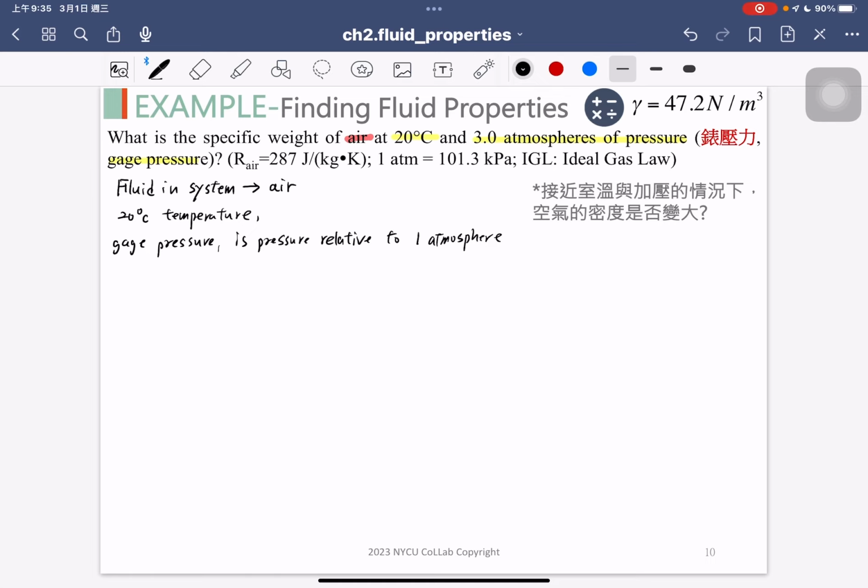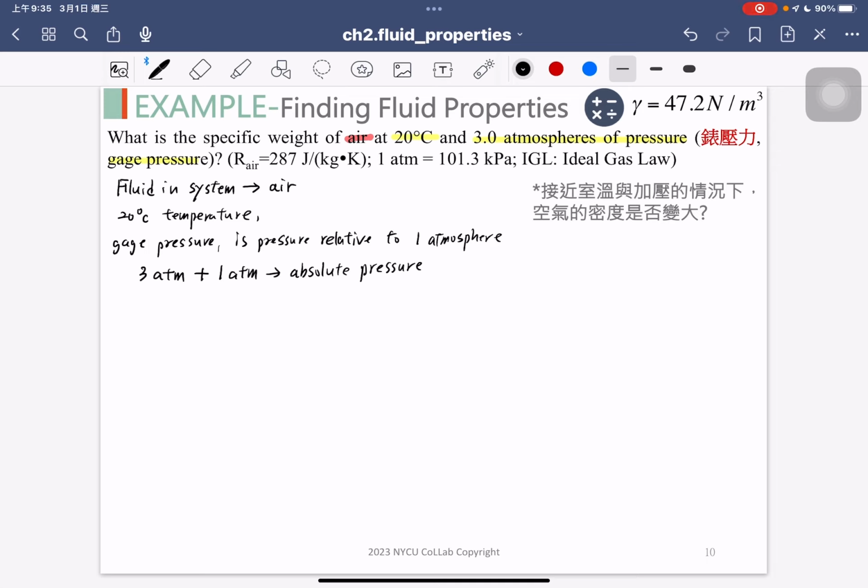So we already know the gauge pressure is 3 atm. We should add an additional 1 atm, and we call that the absolute pressure. Because the gauge pressure is relative to the 1 atmosphere pressure, if we would like to know the absolute pressure, we should add an additional 1 atm.